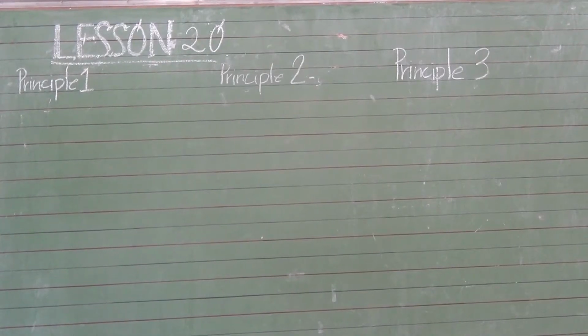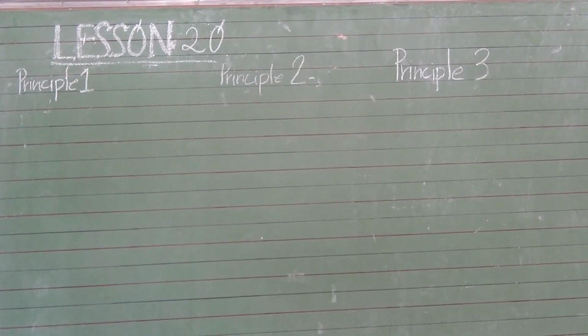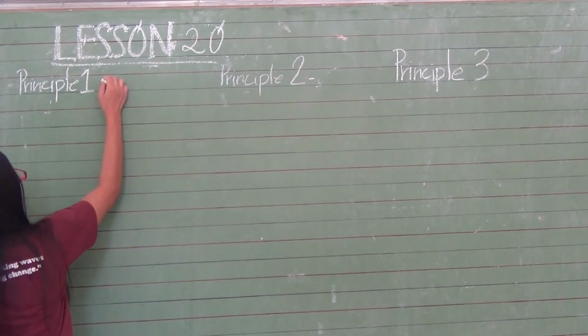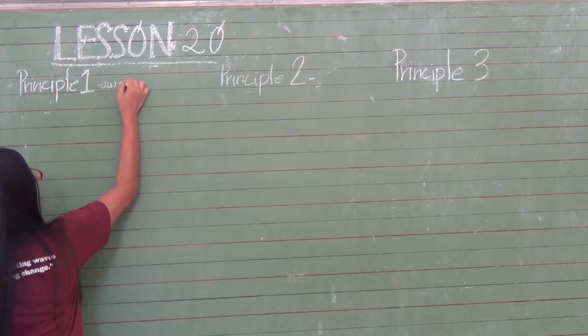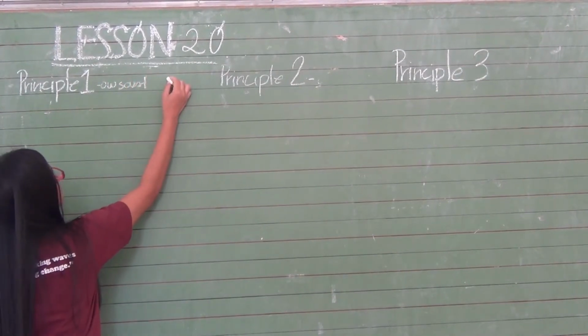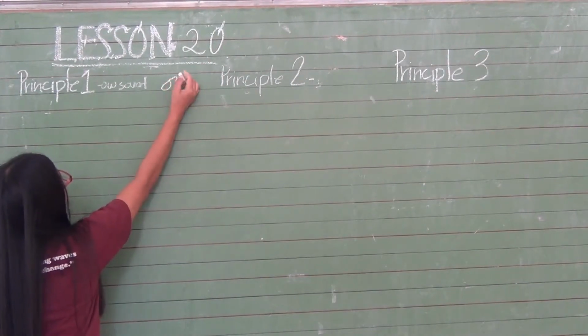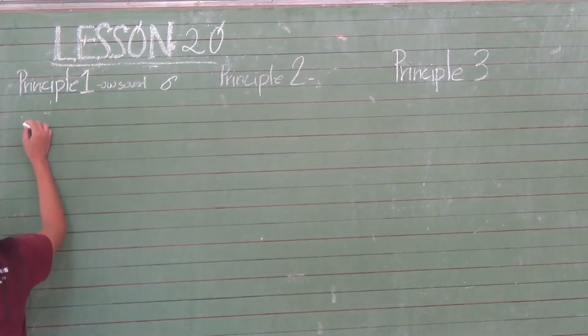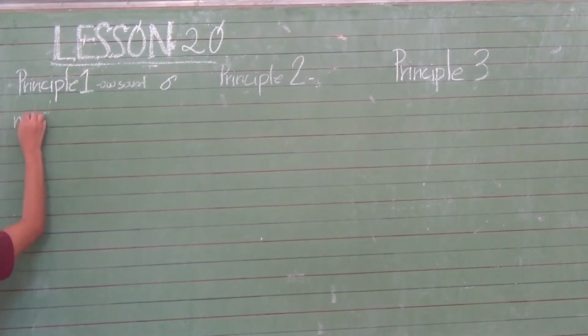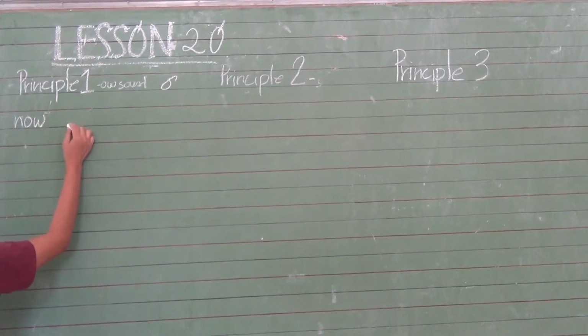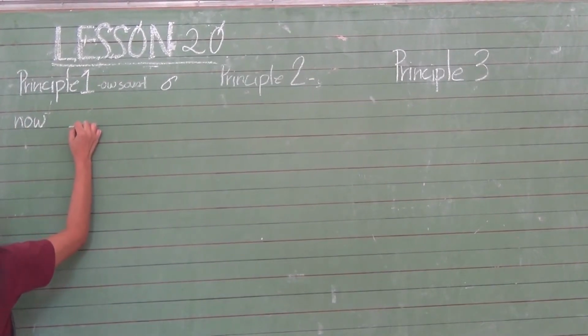In lesson 20, there are 5 principles. In principle number 1, we have 12 examples of strokes. The ow sound is represented by A stroke, O hook. For example, now. It is represented by N stroke, A, and O hook.